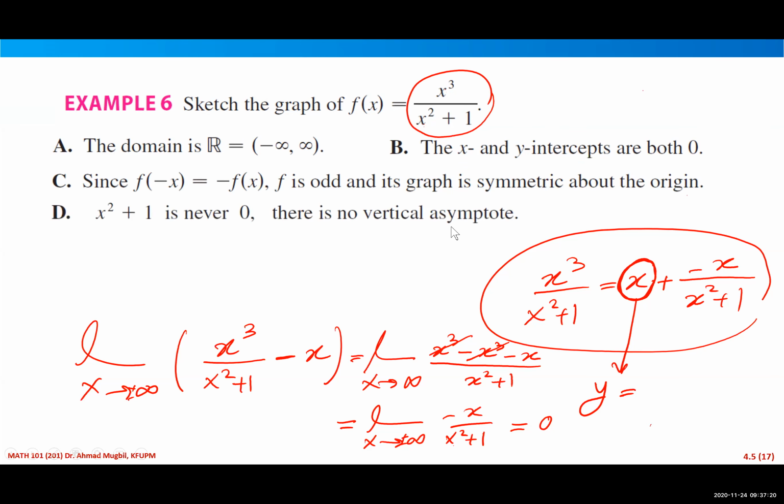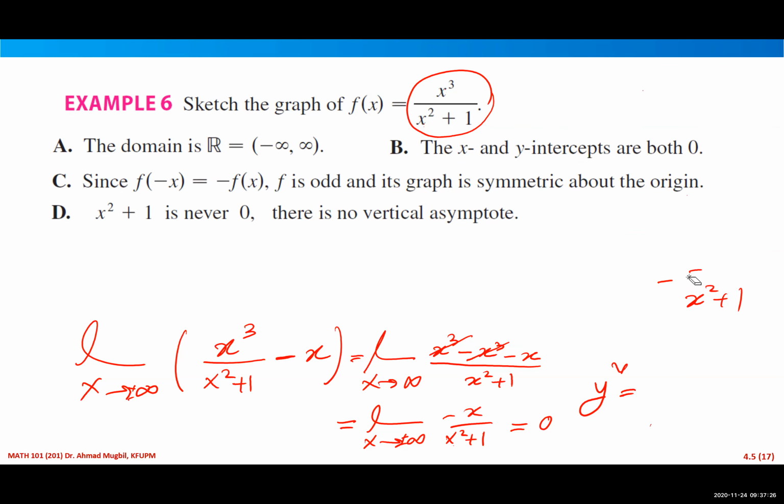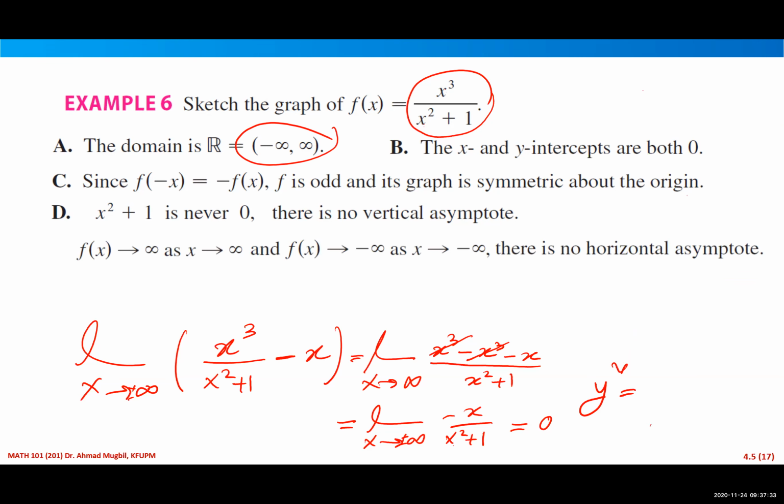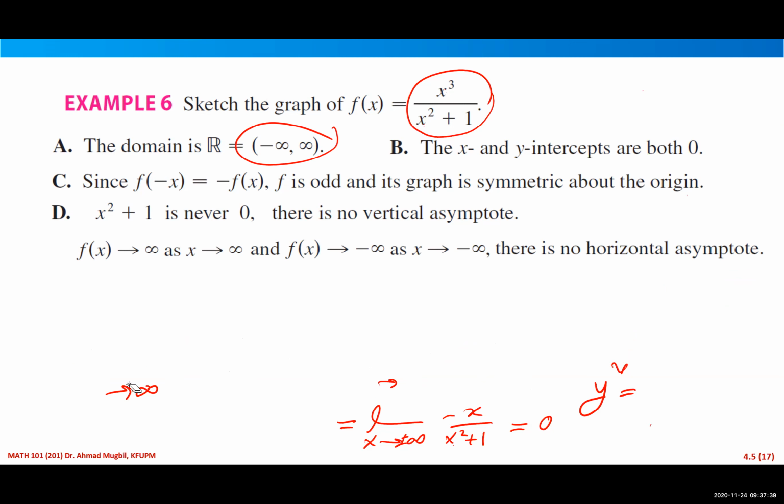What else? It is never 0, so there are no vertical asymptotes. No vertical asymptotes, ya shabab. Why? Because the denominator can never be 0, because the domain is all the real numbers, so it is continuous everywhere. And now you need to know about the end behavior. What will happen when x goes to infinity or negative infinity?